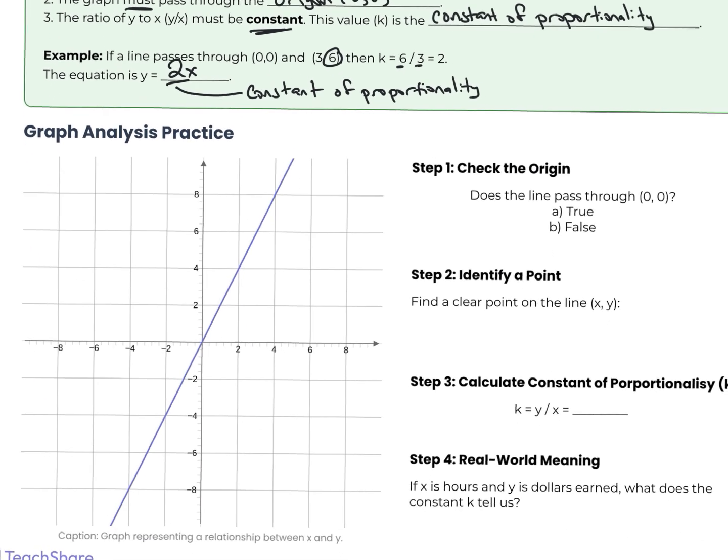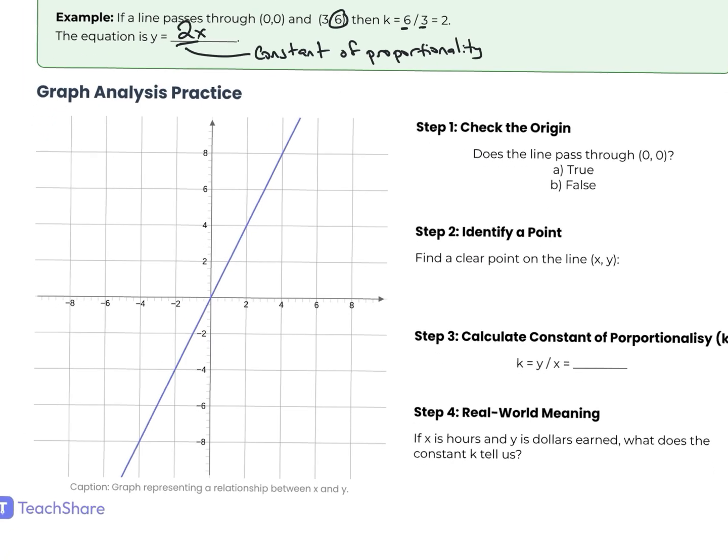All right, so we are going to practice this. We're going to look at this line that we have over here on the left. As we're looking at this line, we're going to first ask ourselves, does it pass through (0, 0)? If we look here, yes, we can see that it passes through (0, 0). So this is a true statement. If it didn't pass through (0, 0), then it wouldn't be proportional.